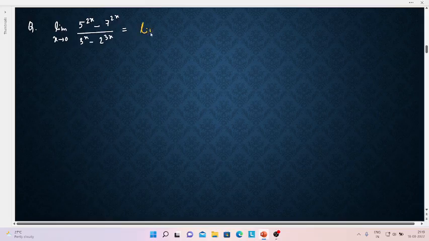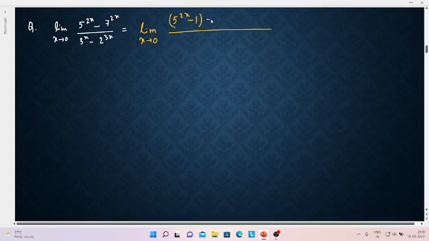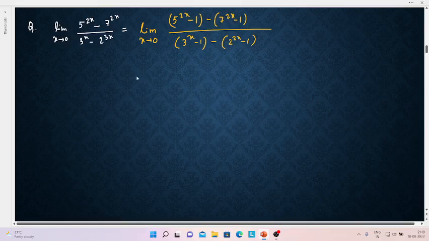So let me write down one step for you, which is limit x tending to 0, 5 to the power 2x minus 1 minus 7 to the power 2x minus 1. Can I write down this particular numerator as 5 to the power 2x minus 1 minus 7 to the power 2x minus 1? Because when we expand that, the 1 and minus 1 will be cancelled out, right? Similarly, we can write down the denominator as 3 to the power x minus 1 minus 2 to the power 3x minus 1, right?